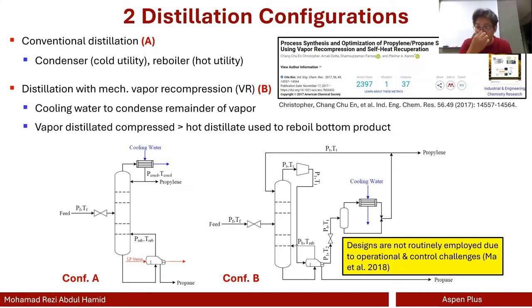Okay, before I move on to my next slide, one important thing that I want to highlight here is that even though configuration B is able to save up to 75% of energy, according to Ma et al. back in 2018, he mentioned that this design is not routinely employed due to operational as well as control challenges. Okay, moving on to our next slides.